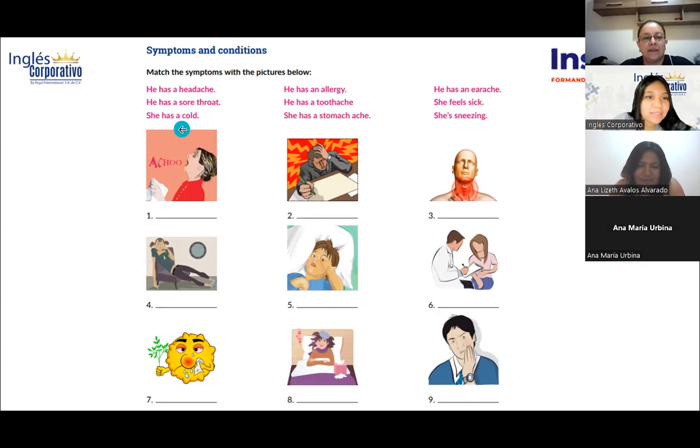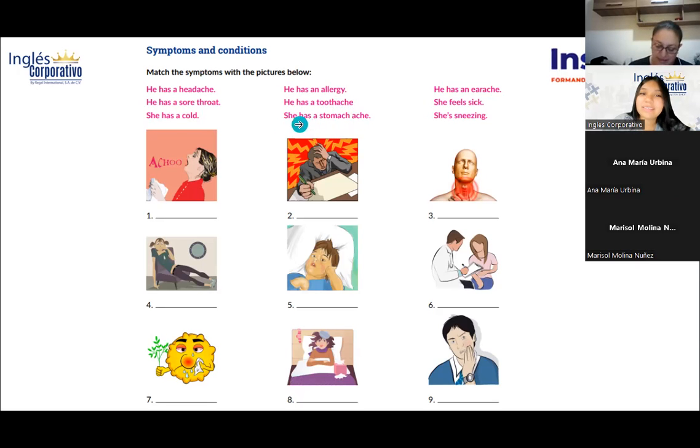He has a sore throat. She has a cold. We has an allergy. He has an allergy. Ay, esa palabra es bien enredada. Okay, so toothache. She has a stomachache. Stomachache.